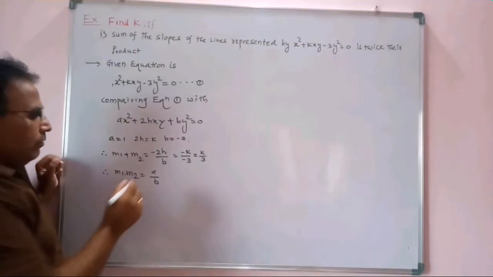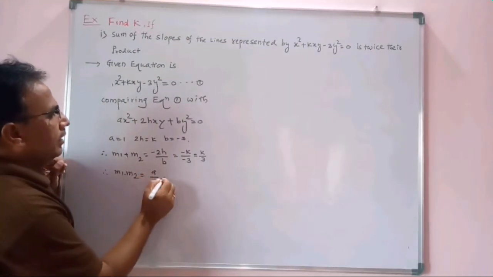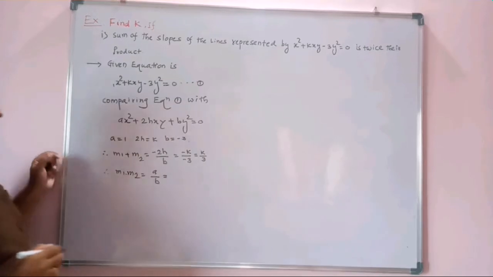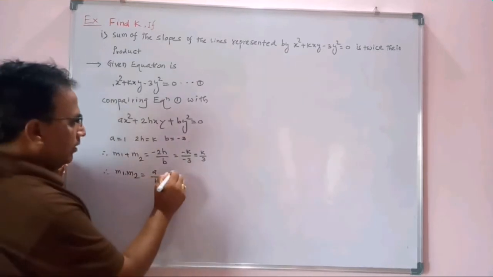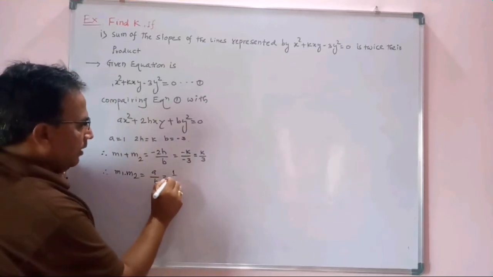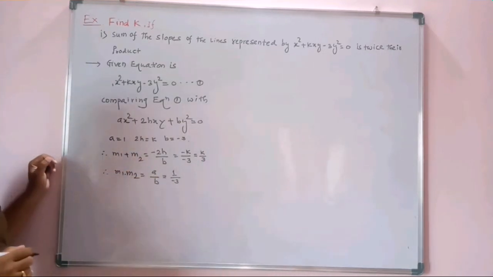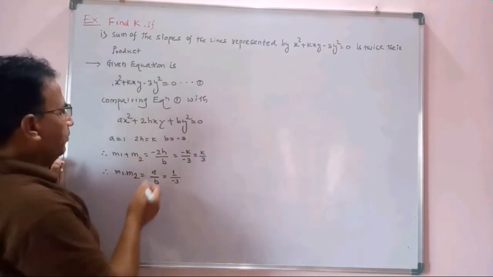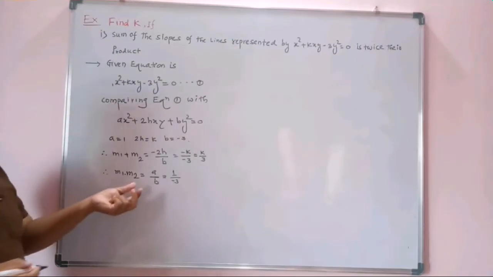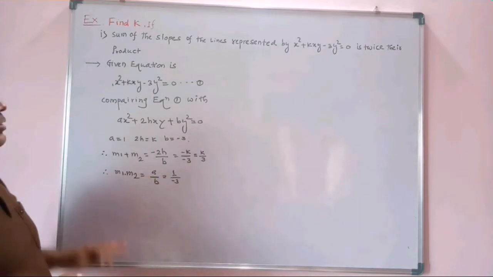m1 into m2 equals a by b. The value of a is 1 and the value of b is minus 3. So 1 divided by minus 3. m1 into m2 equals 1 by minus 3.